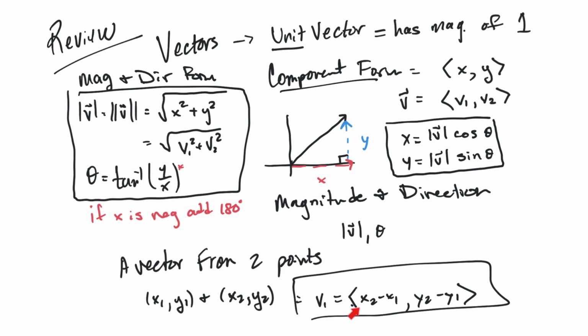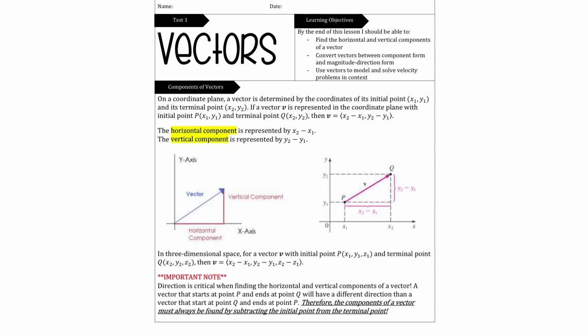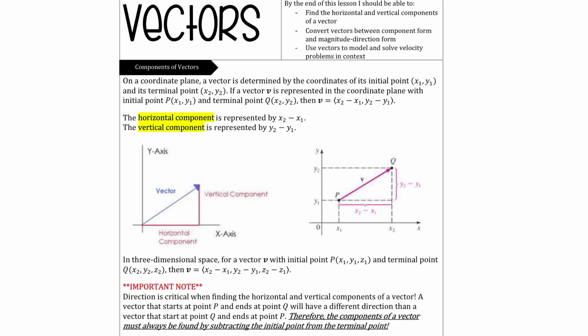To get the vector, notice the pointed brackets are vectors. The parentheses are coordinates. Those are points. That's important. I just say terminal point minus initial point for both the x and the y, and the z if we happen to have 3 dimensions. And that's it. Just to illustrate that more technically, you can see that written right here.